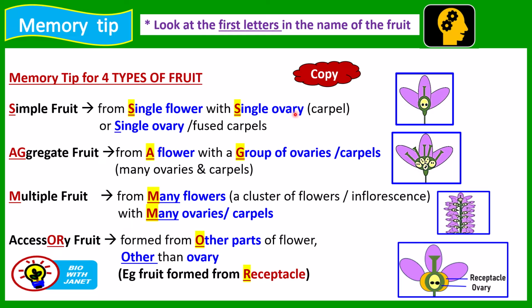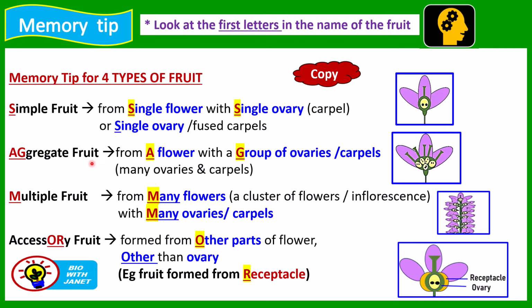So it can be a single ovary but many fused carpels at the top with many stigmas and styles, but only one single ovary. So S for simple fruit. Think of S for single flower, formed from a single flower with a single ovary.